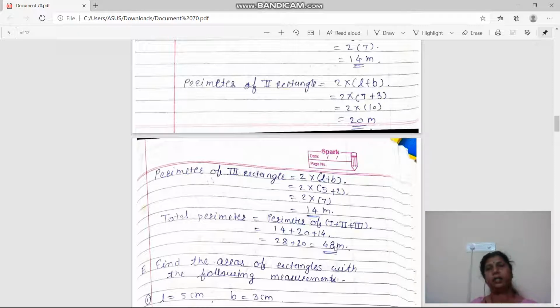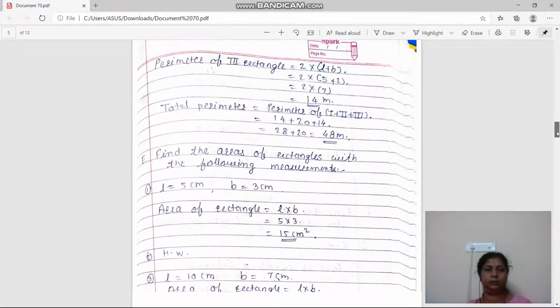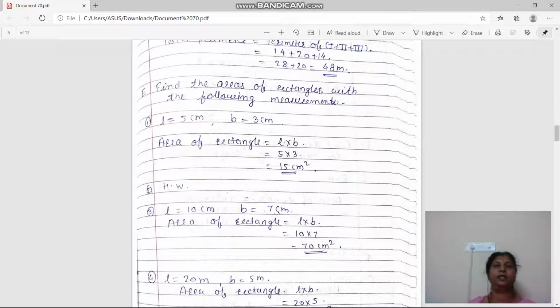Everyone understand how we calculated area, how we calculated perimeter? Okay. So let's start the next question, that is E. Find the area of rectangles with the following measurements. So length and breadth is given, you have to just calculate the areas. So length is 5, breadth is 3. Area of rectangle is equal to length into breadth. So 5 into 3, 15 centimeter square, because it is given in centimeter.